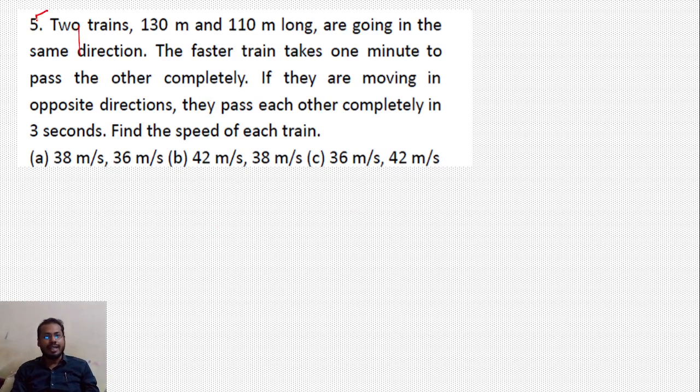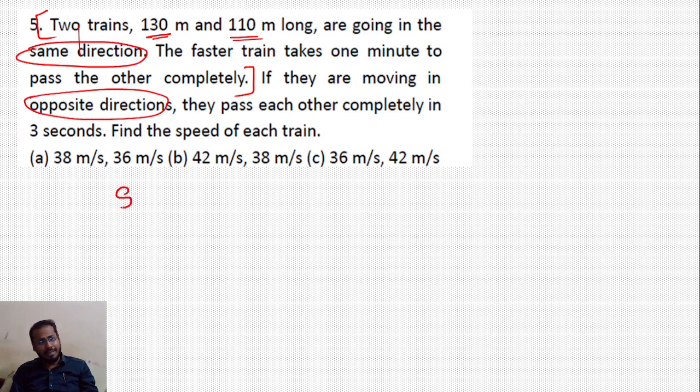Right. Two trains, 130 meter and 110 meter long, are going in the same direction. The faster train takes 1 minute to pass the other completely. If they are moving in the opposite direction, the first time it was going in the same direction, next time it was going in the opposite direction. Same direction means S1 minus S2.